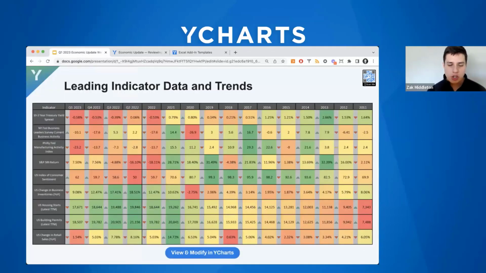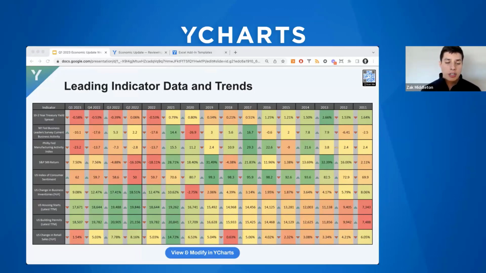So moving on now to the macroeconomic data. This first table that we're going to show is another heat map of various economic indicators, which are all considered to be leading indicators and showing trends over time. So the first four columns only show the four most recent quarters here, and then the following 12 go year by year for the last 12 years.